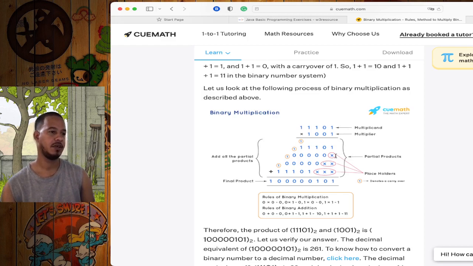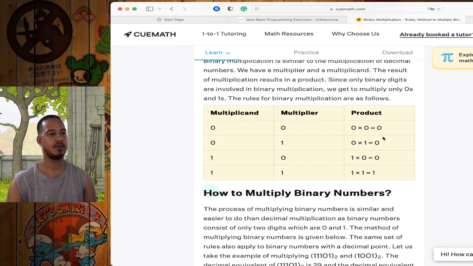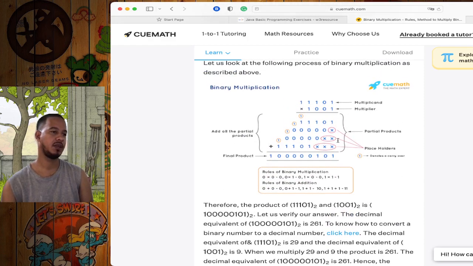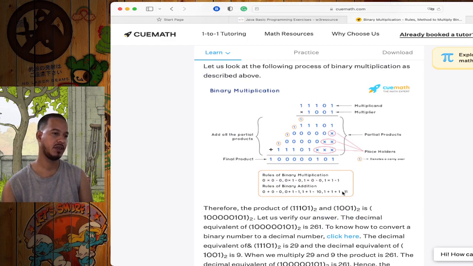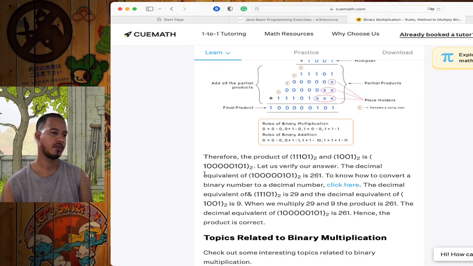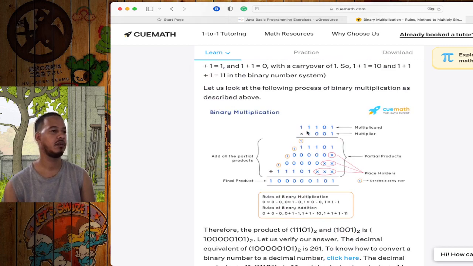So here is line 2 with the first x, which is 0 times 1, 0, 0 times 0, 0, 0 times 1, 0. So anything you multiply by 0 is always 0. Okay, as it says over here. And 0 times 1 is always 0. Anything you multiply by 0 will always be 0. Okay, and then we follow the next step. So rules for binary multiplication, rules for binary addition. Okay, it's all down there. Pretty neat. This is at Q math, as you can see.